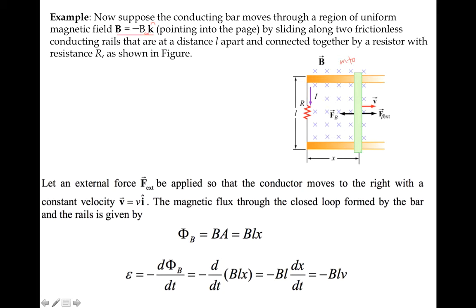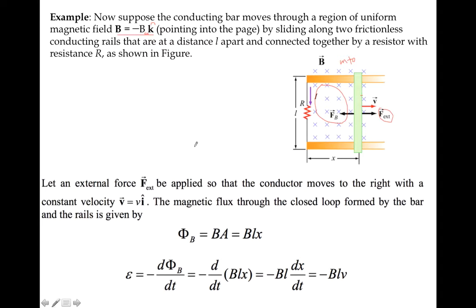Now, if I apply an external force, so this is an external force, in such a way that I pull this rod here along the frictionless rails, so there is no friction here, and I pull it this way. As I pull it this way, this area increases, so the area is increased now, and the distance here is L.